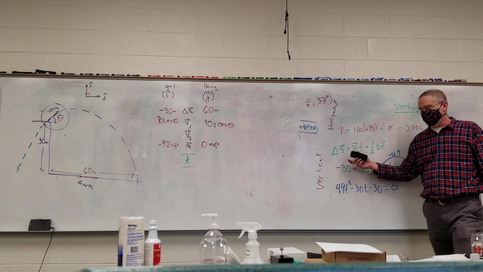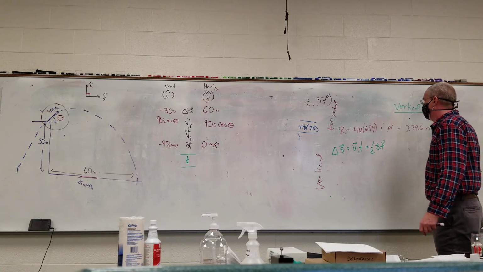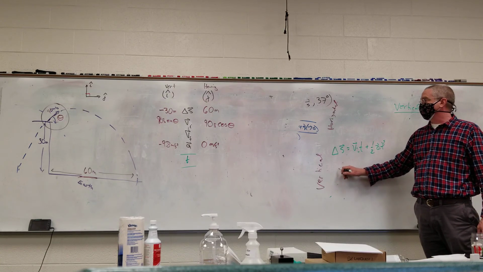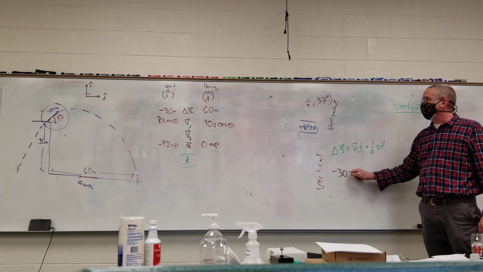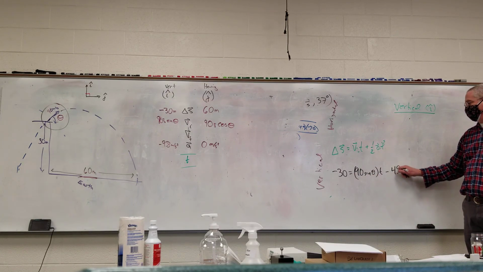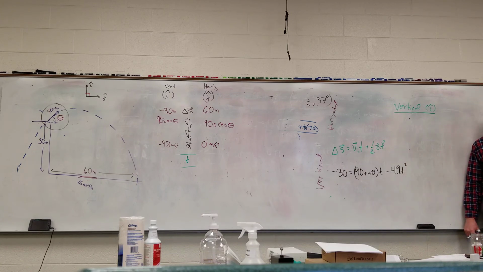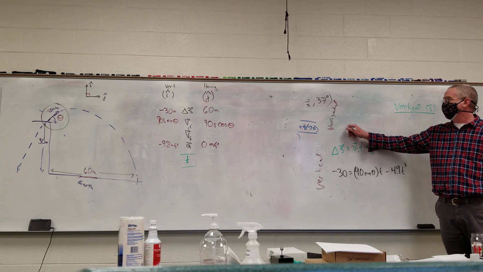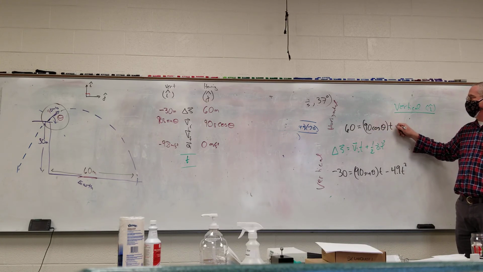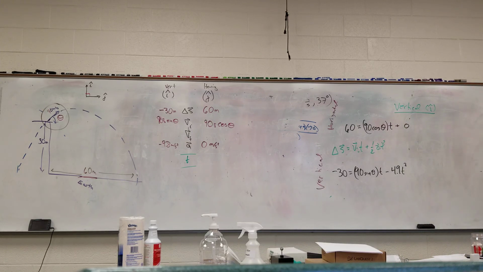We are still going to use this equation here. And so what we're going to end up with is delta S. Using the vertical, I got negative 30 is equal to 90 sine theta times time minus 4.9 t squared. I have an equation with two unknowns. This is not solvable by itself. However, the horizontal, we have 60 is equal to 90 cosine of theta times time plus zero, because the acceleration is zero. I now have two equations, two unknowns. This is now solvable. It is not easily solvable, but it is solvable.